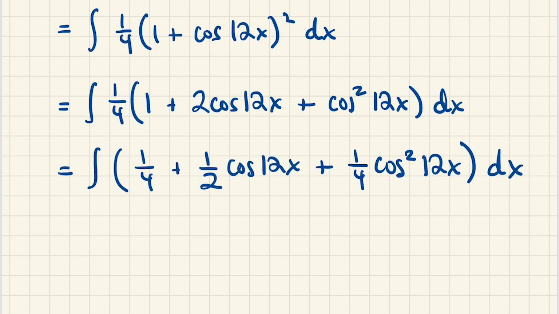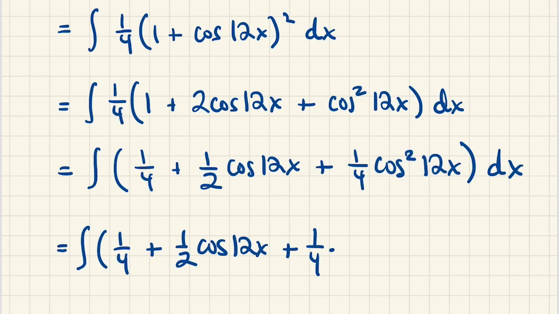Okay, so let's just look at each term and see if we can integrate it. 1/4, yes, we can certainly integrate that. 1/2 cosine 12x, absolutely, right? We would just turn that into a sine. We divide by 12 at the end, and we're good with that one. 1/4 cosine squared. Well, that squared is troublesome, but we can use the identity again to just unwrap that one more time into a cosine of 24x. So I guess we'll have to do that.